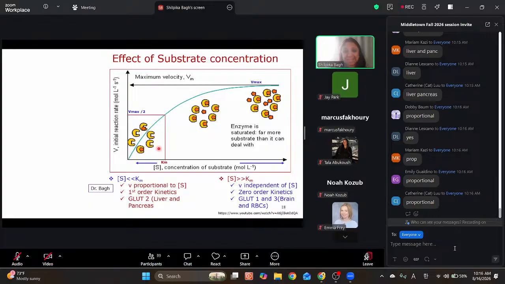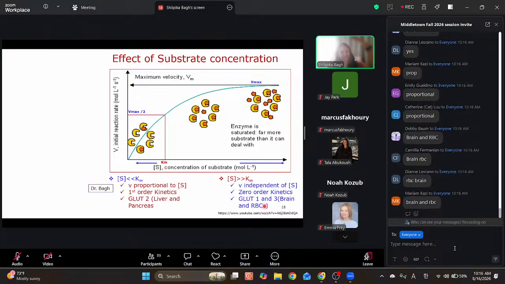Just like enzyme. Zero order was 1 and 3. Zero order means saturation kinetics, constant kinetics. Who also follows that? 1 and 3. Where is 1 and 3? Most peripheral tissue, also in brain and RBC. You want a constant flow. Here, the same concept, though you extrapolated, that when you reach Vmax, it is independent of substrate concentration.